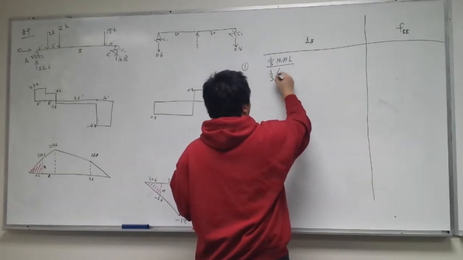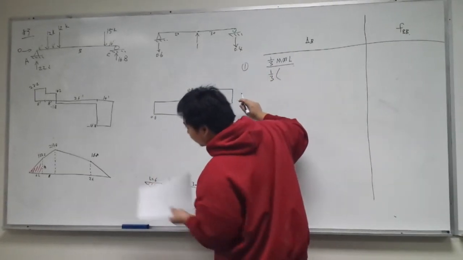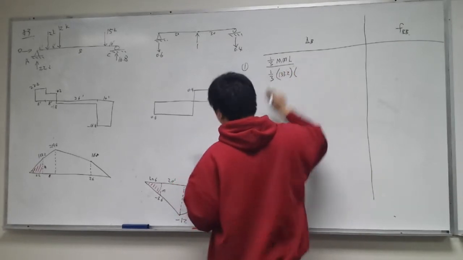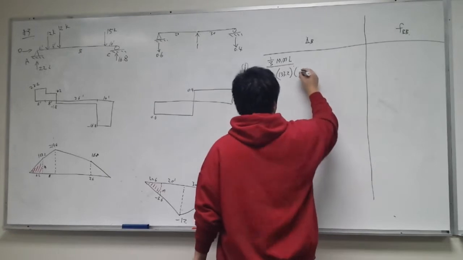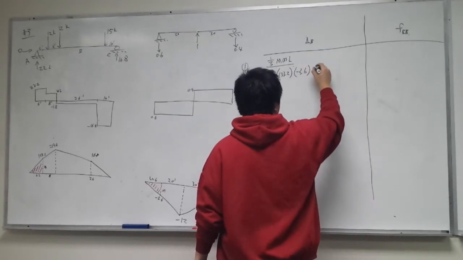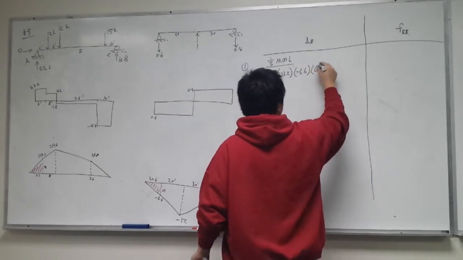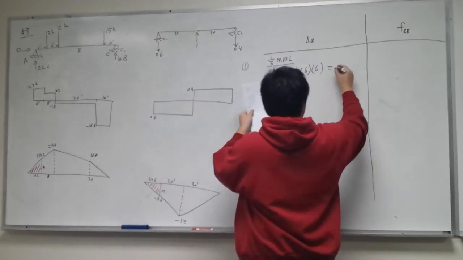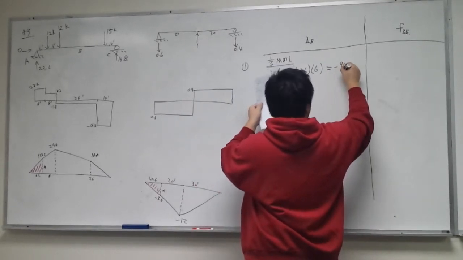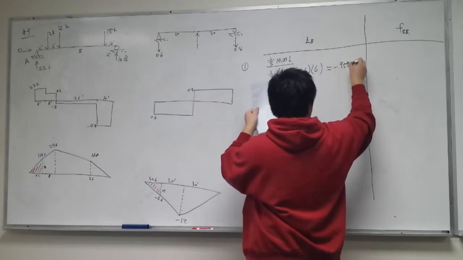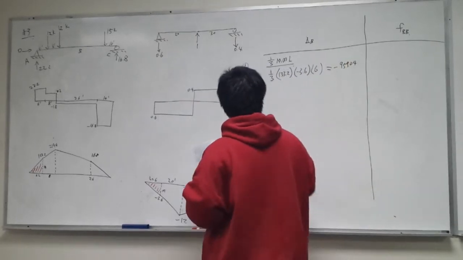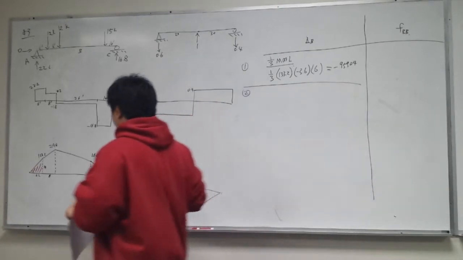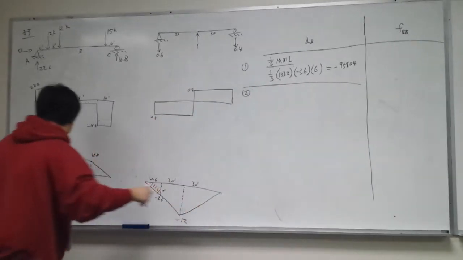So for this one, you're going to have 1 over 3, big M is 133.2, times small m is negative 3.6, times L is 6. So you're going to get negative 959.04. So second one, you're going to use this area.